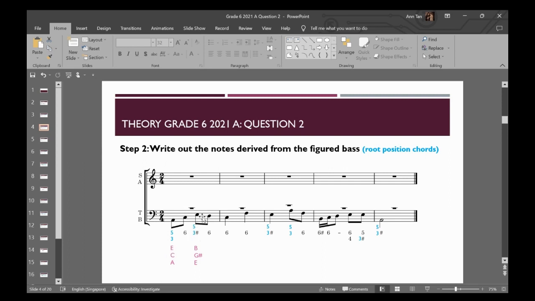The next one we approach in the same manner. This E is given, and there's now a sharp indicated. So the third note from E with a sharp is G sharp, and the fifth from E is B, and this chord hence is now E, G sharp, B. We do the same for all the root position chords first.